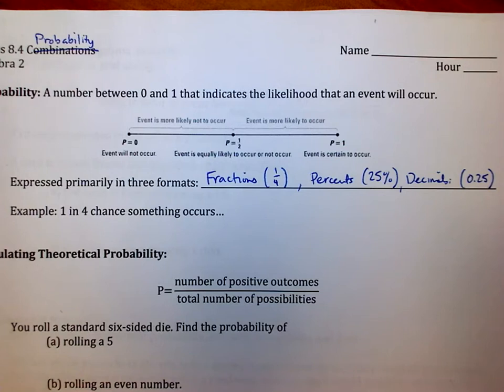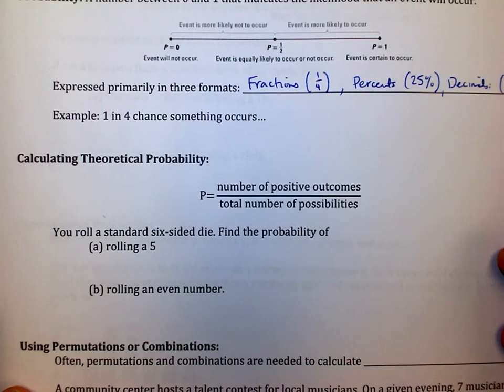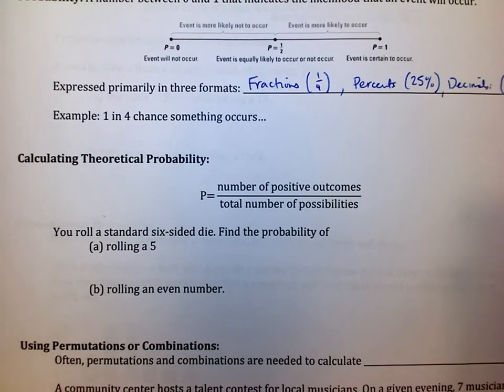So with that in mind, let's talk about how you calculate probability. Most often it's called probability or theoretical probability. They mean the same thing. It's hypothetically, what are the odds? We haven't actually done this thing, but what's the probability that this thing is actually going to occur?